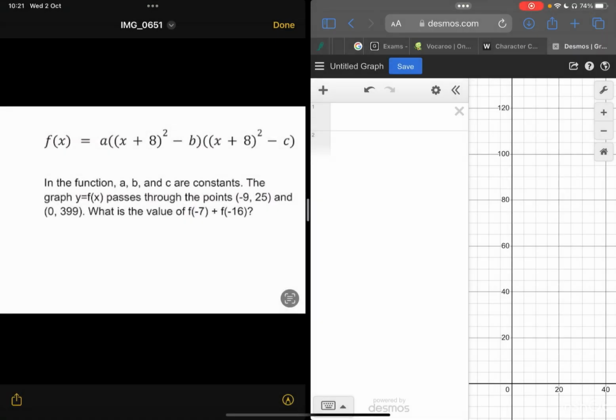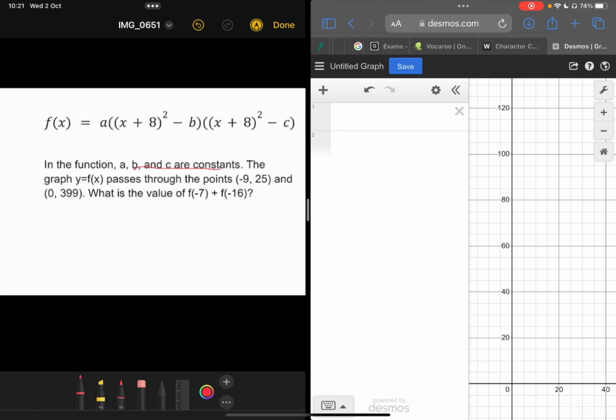Moving on with another Desmos question. f(x) equals a times (x plus 8) squared minus b, times (x plus 8) squared minus c. The function a, b, and c are constants. The graph of y equals f(x) passes through the points (-9, 125) and (0, 399). What is the value of the square of f(-7) plus f(-16)?